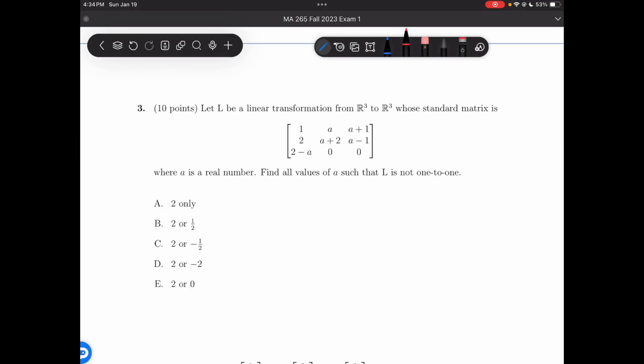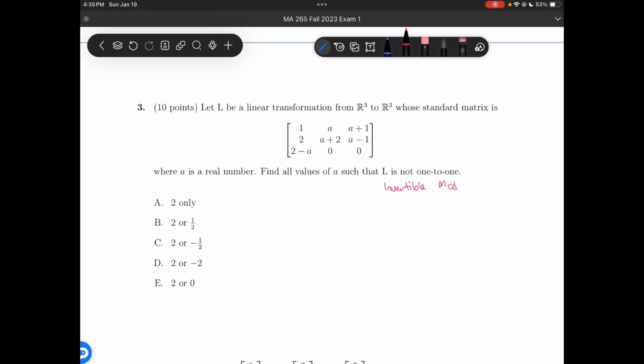Okay, problem 3 says, let L be a linear transformation from R3 to R3 whose standard matrix is this matrix, where A is a real number. Find all values of A such that L is not 1-to-1. Okay, so to understand this problem, we are going to want to use the invertible matrix theorem.